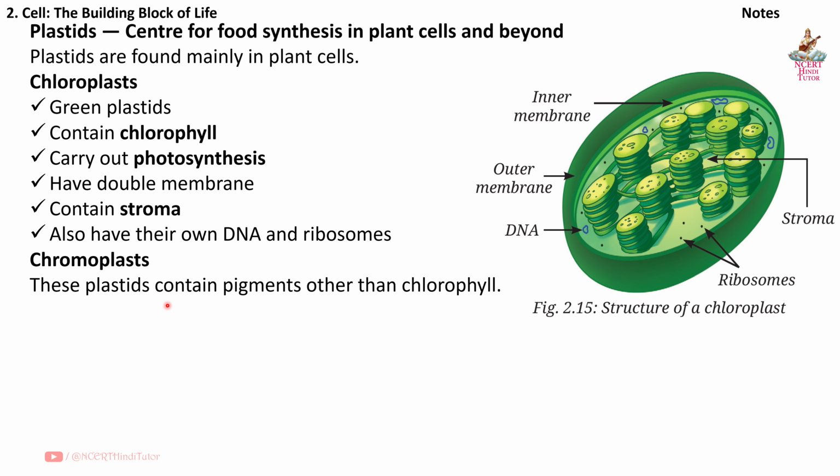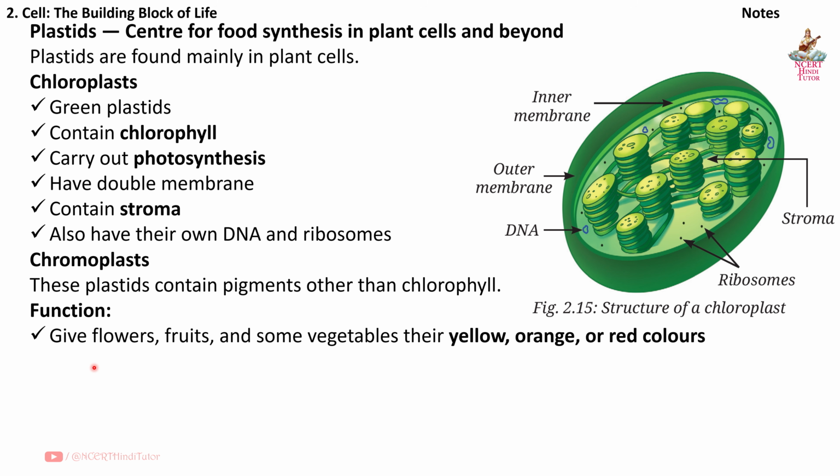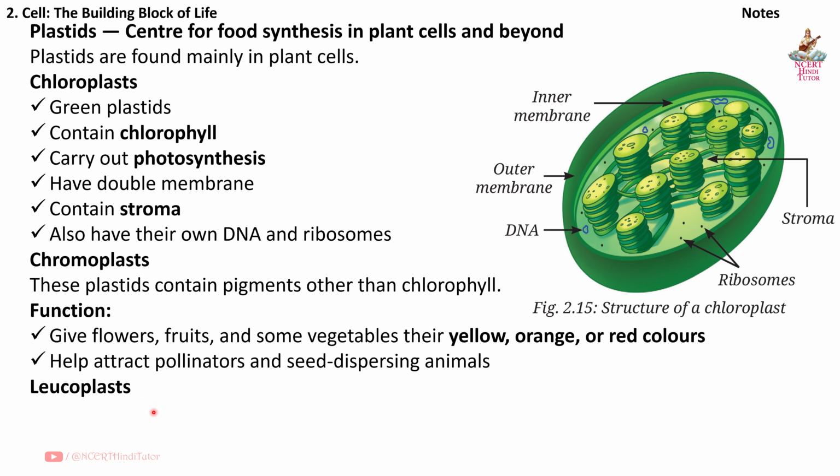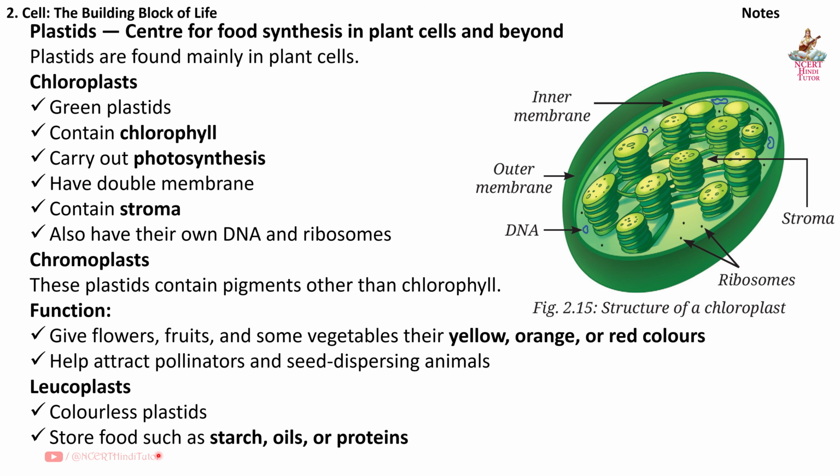Chromoplast: these plastids contain pigments other than chlorophyll. Function: give flowers, fruits and some vegetables their yellow, orange or red colors. Help attract pollinators and seed dispersing animals. Leucoplast: colorless plastids, store food such as starch, oils or proteins, found in storage organs like potato and taro.